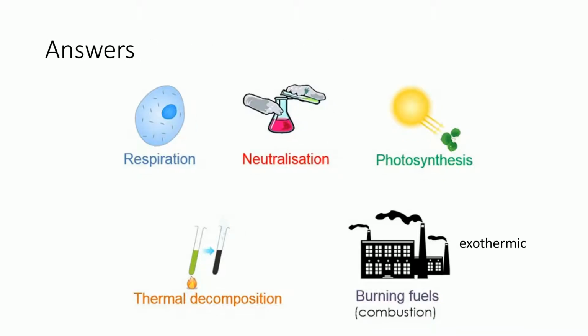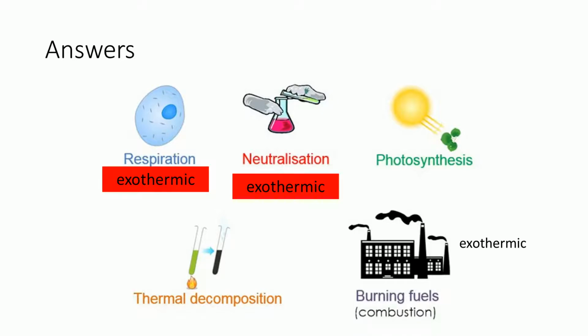Okay, so here are the answers. Respiration is a chemical reaction that happens inside every single living cell. It's so useful because it releases energy. We have glucose and oxygen making carbon dioxide and water. In that chemical reaction, energy exits, energy is released. So therefore, it is an exothermic reaction. Neutralization reactions, where we've got acids and alkalis coming together to make salt and water, are also always exothermic. We will often see quite high temperature increases in these neutralization reactions.